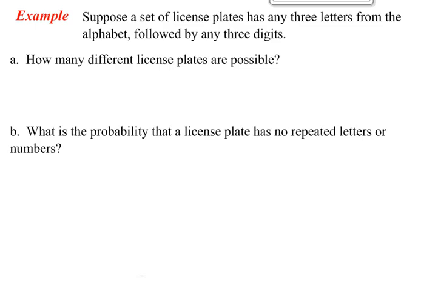All right, so let's apply this to a couple more examples. It says, suppose a set of license plates has any 3 letters from the alphabet, followed by any 3 digits. How many different license plates are possible? To find how many we can have, every license plate in this scenario is going to start with 3 letters. So I'm going to draw a box for each letter. That's going to be a letter, that's going to be a letter. Then it's going to be followed by 3 digits. I'm just going to put a dash there, and then I'm going to put a box for each digit.